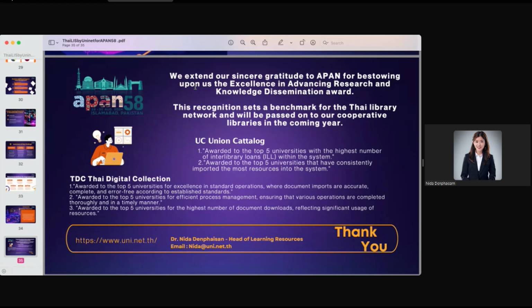We would like to give awards to Thai universities: awards for the top 5 universities using Union Catalog and for TDC, Thai Digital Collection, as this criteria.